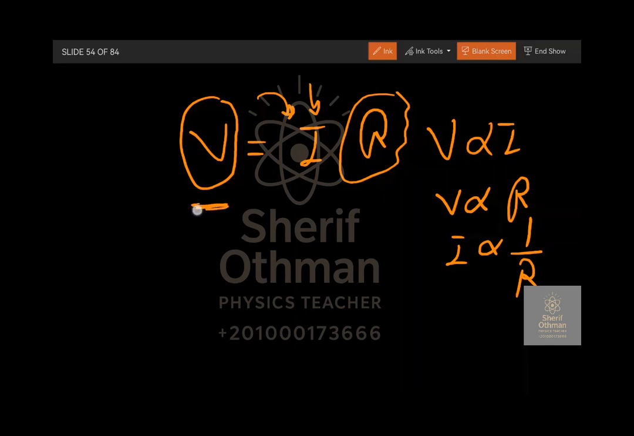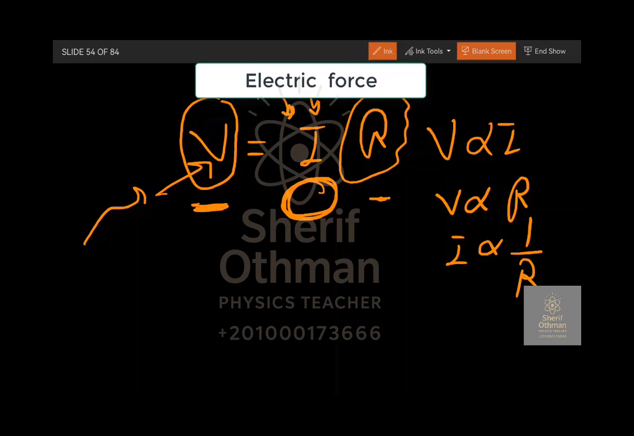If the potential difference increases at constant R, that means more charges are going to pass through the conductor. While if V is constant, as the resistance increases, less amount of charge is going to pass through the conductor, so that means the current intensity will decrease. So this relation, guys, represents something called Ohm's law. Ohm's law found the relation between the three physical terms that control the movement of electrons through a conductor.